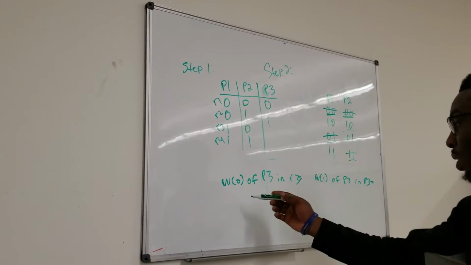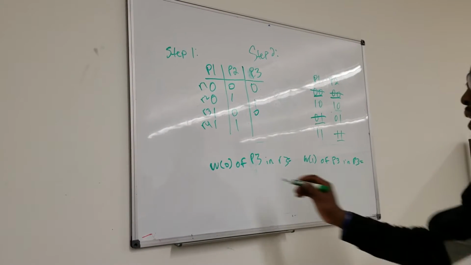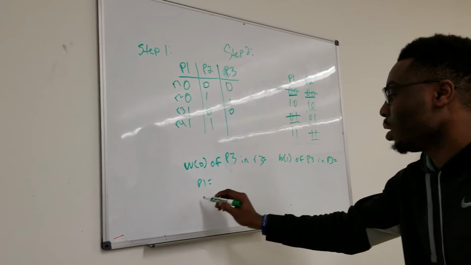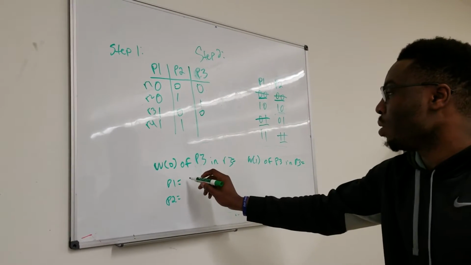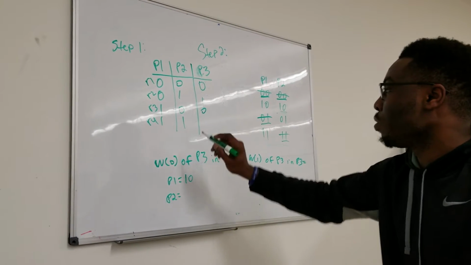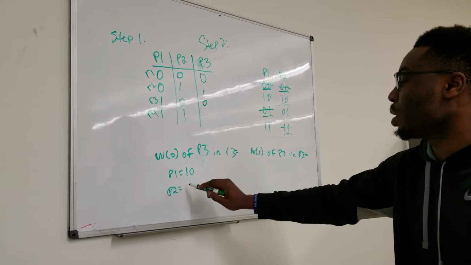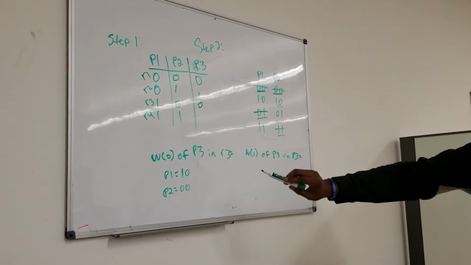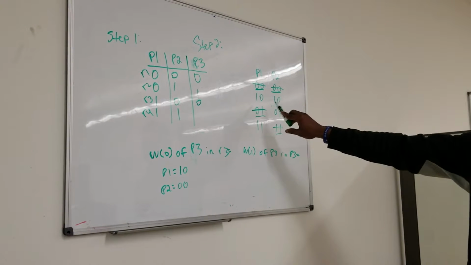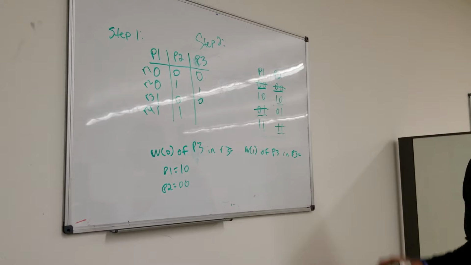Alright, so now we look at the weight of this. What if we put a 0 right here? What's P1 and what's P2? We have 1 0 for P1, and 0 0 for P2. So now we look into our list. For P1, has 1 0 been discovered? It hasn't been discovered yet, so that's been crossed out.